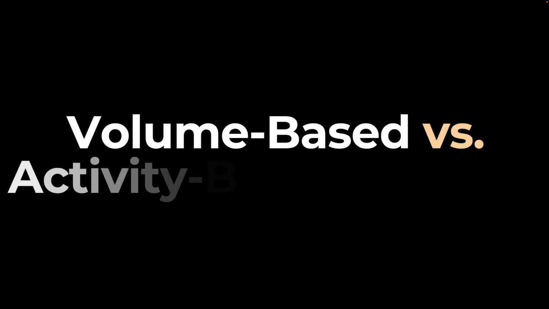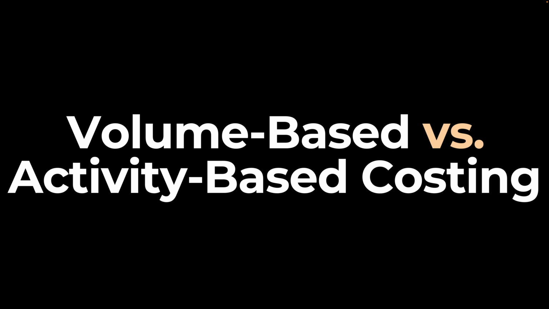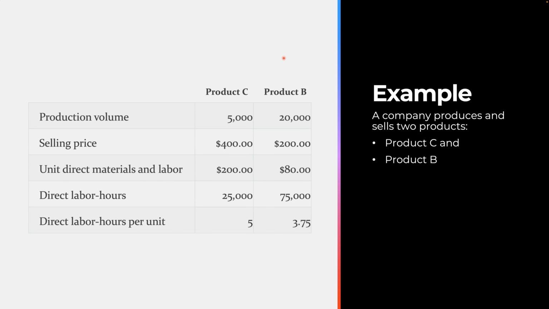Volume-based versus activity-based costing. To explain this, it's best to use an example. So let's look at one. Our example is about a company that produces and sells two products, product C and product B. Here's some pertinent information. Let's start off by looking at the product on the right, product B.